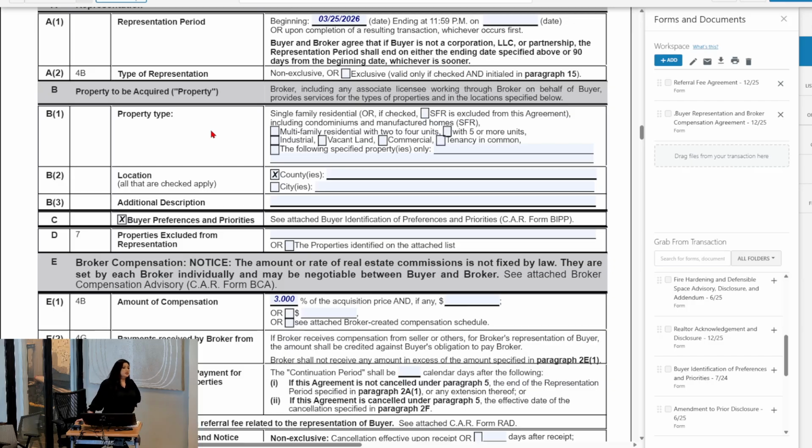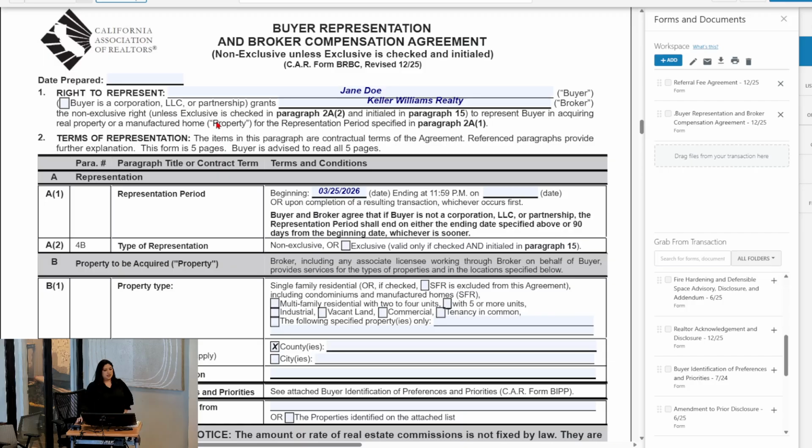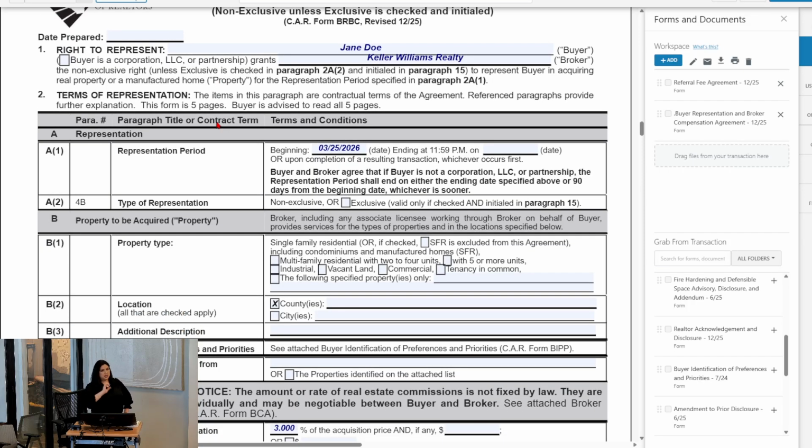So new builds, that's a completely different ballgame because they have their own terms and they have their own way. Some new builds will pay and some won't. So whatever you negotiate. So what I put on here. You understand what I'm saying?